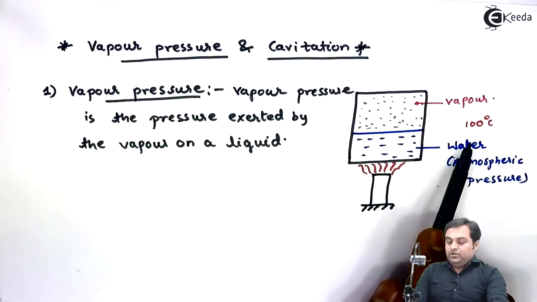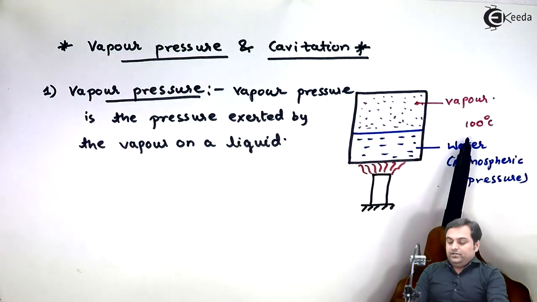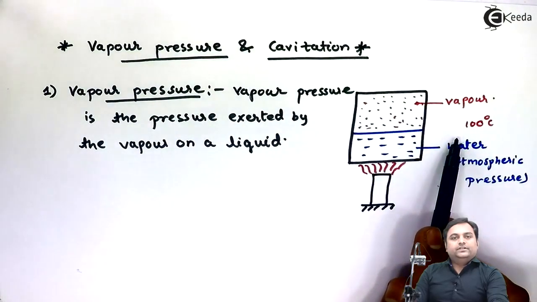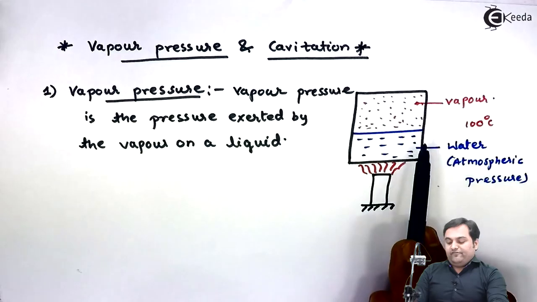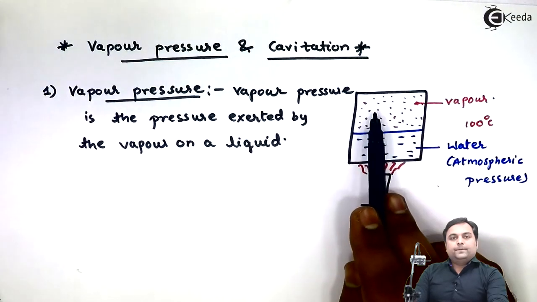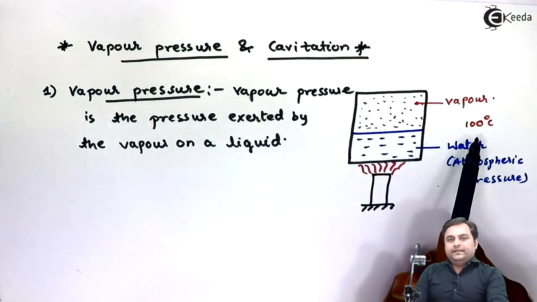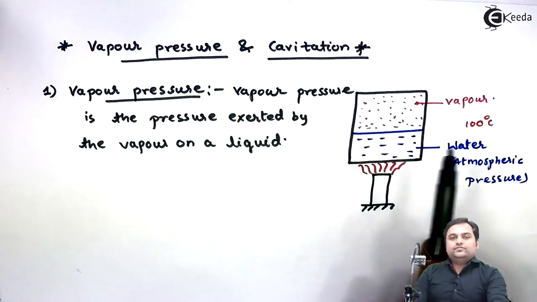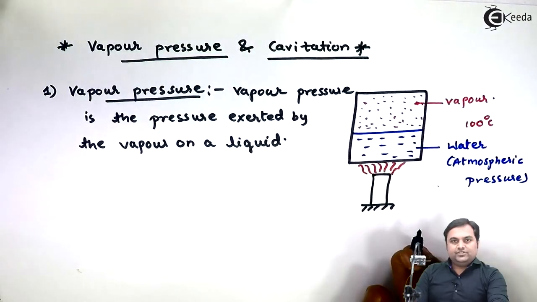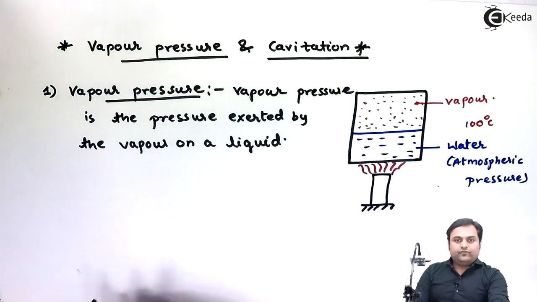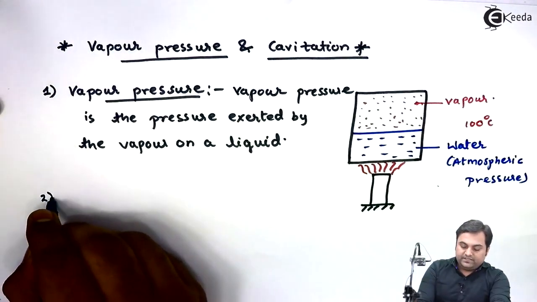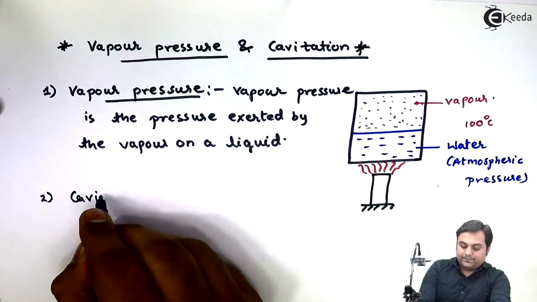For atmospheric condition, we know that water will boil at 100 degrees Celsius, but if we go on decreasing the pressure, then water will boil at a temperature less than 100. So this vapor pressure value can change. This concept of vapor pressure takes place even when the water is flowing and it is subjected to difference in temperature. Now let us see what is meant by cavitation.